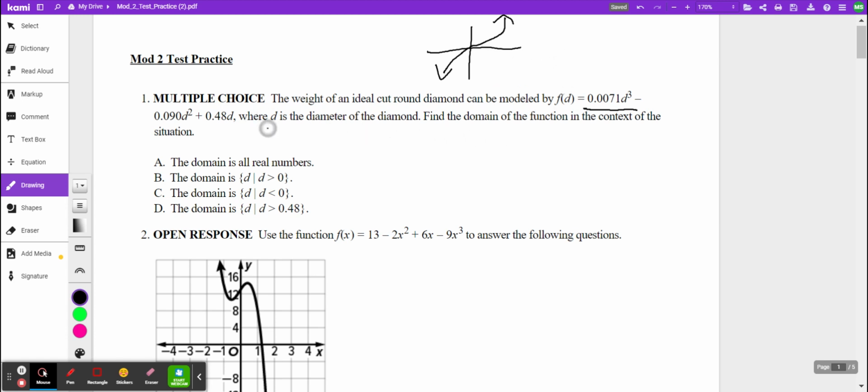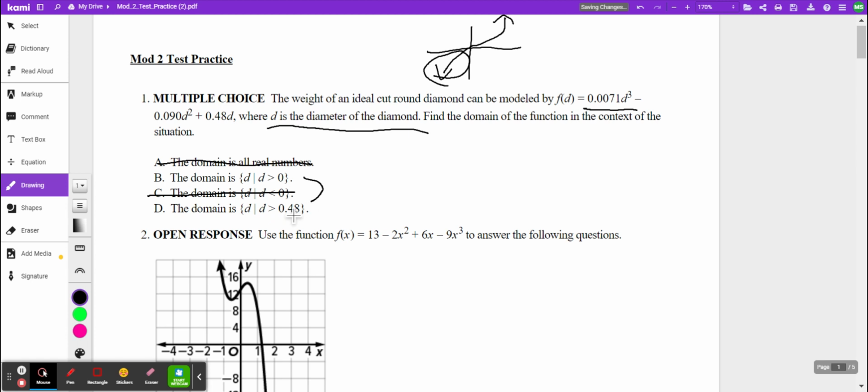However, it's asking about the diameter of a diamond. So if we go through some things on that, we understand that the diamond cannot be under a certain amount. I can't have negative distances, so the domain can't be all real numbers because it's not going to include all the negatives. Now, the only thing I have right here is it's either going to be this or this.